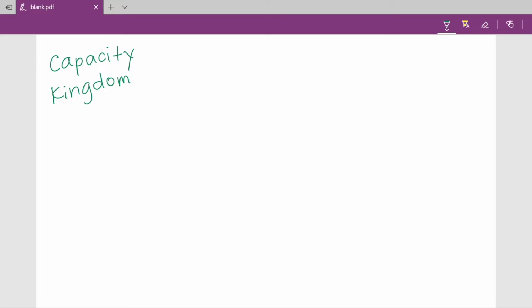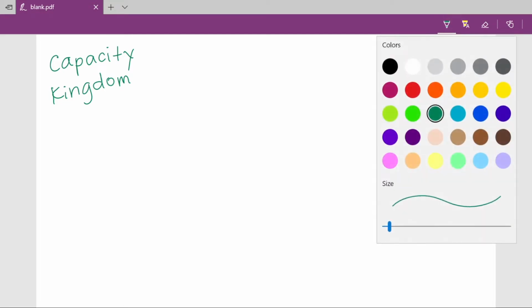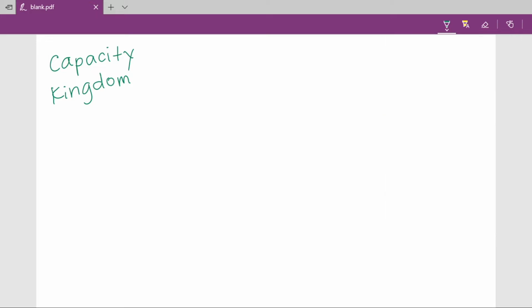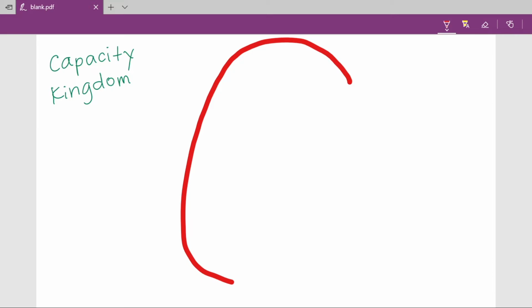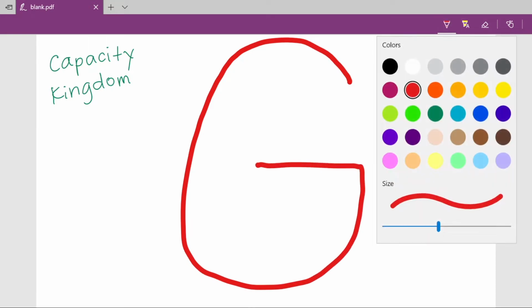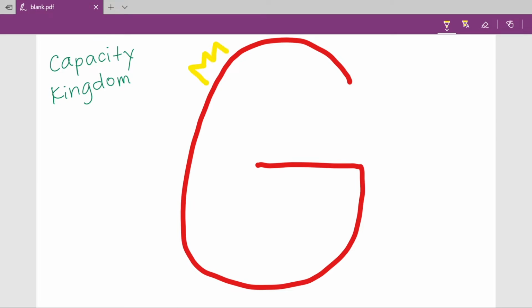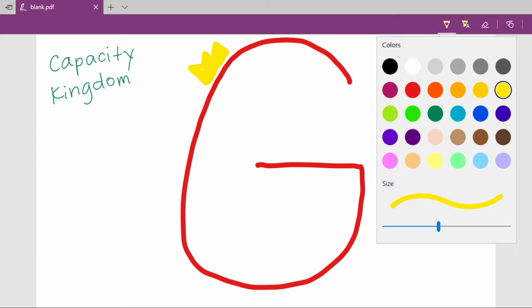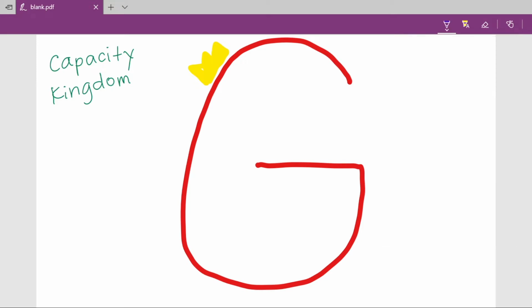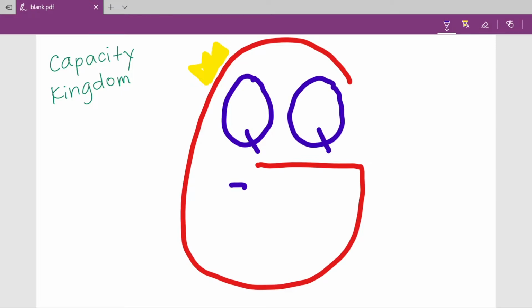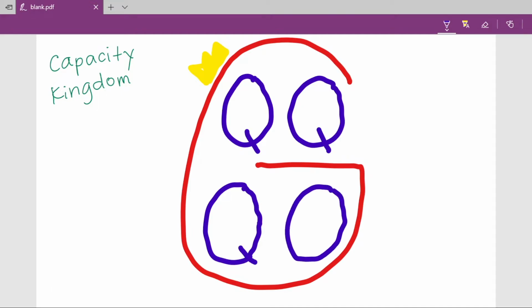It's called Capacity Kingdom. So in Capacity Kingdom, there was a very famous, very popular, very well-loved king, and his name was King Gallon. So there's King Gallon right there, and he was the king of the kingdom. And King Gallon, he was so popular that he had 4 queens. So I'm going to draw 4 queens inside of King Gallon. There are his 4 queens.